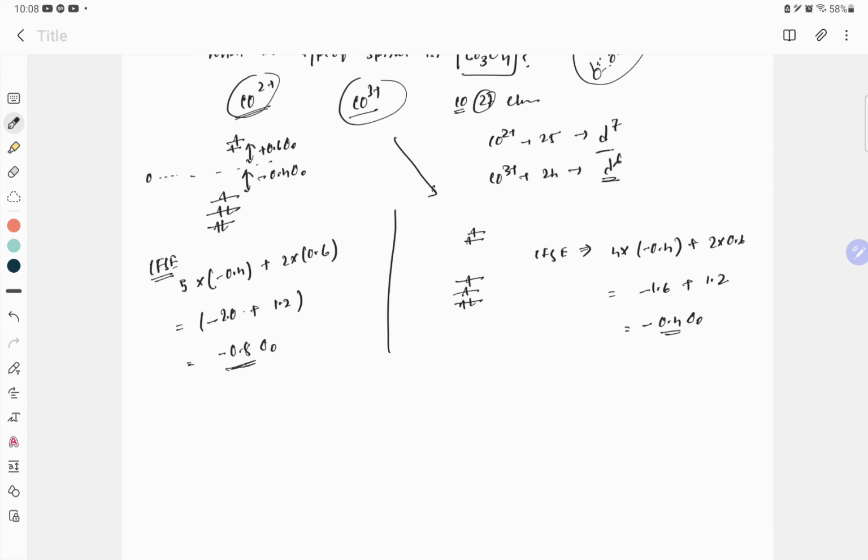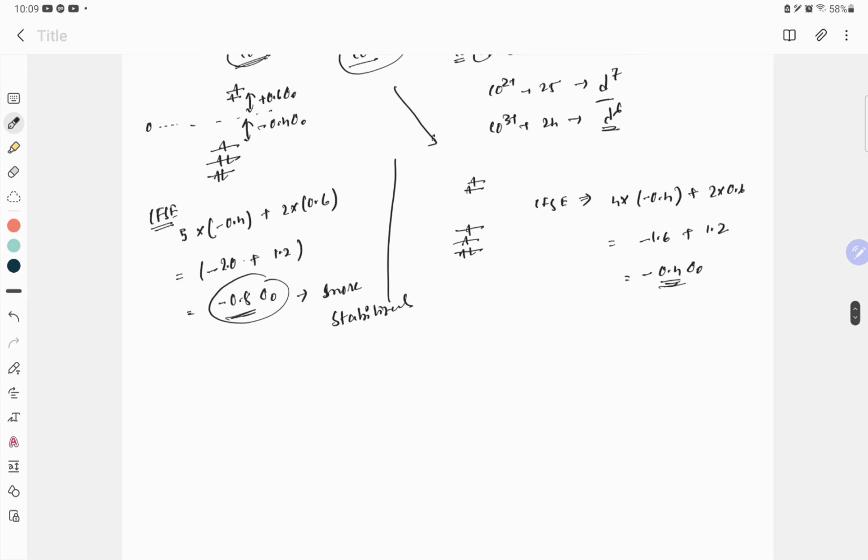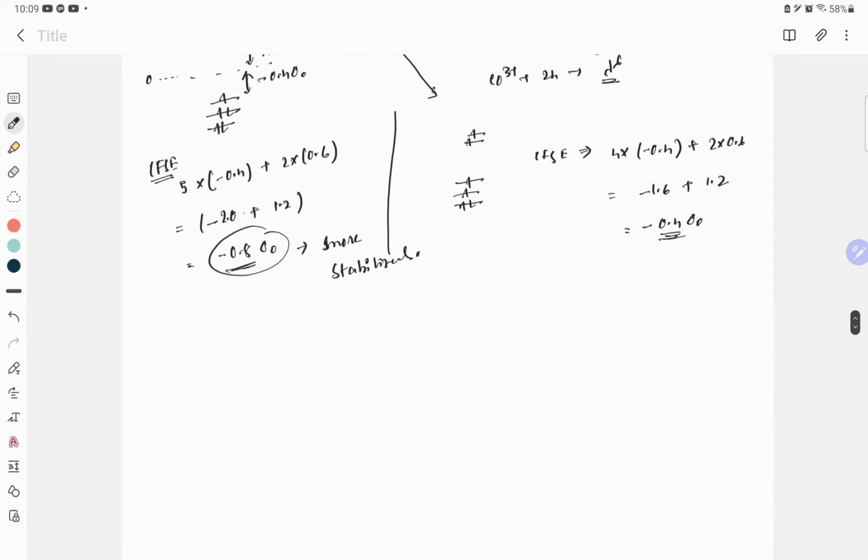So this will be more negative and this is less negative. It should be more stabilized if the atom is present in the octahedral void. So if Co2 plus is present in the octahedral void, this should be an inverse spinel, but experimentally we got that Co3O4 is a normal spinel.